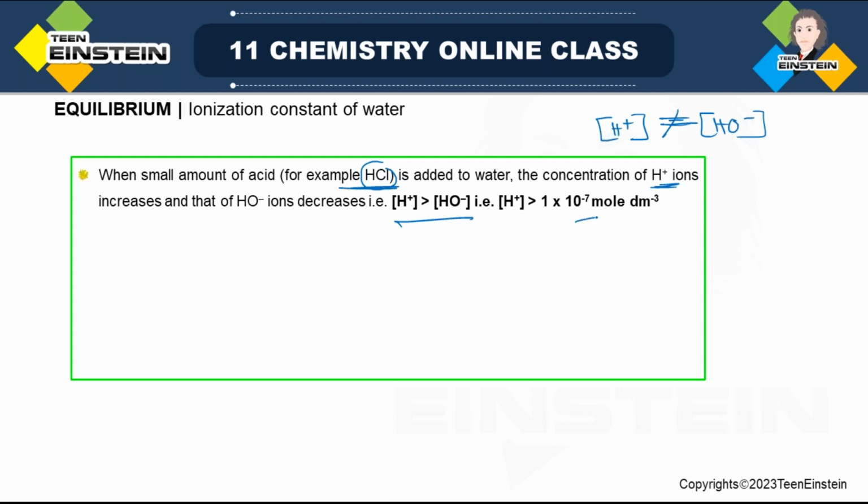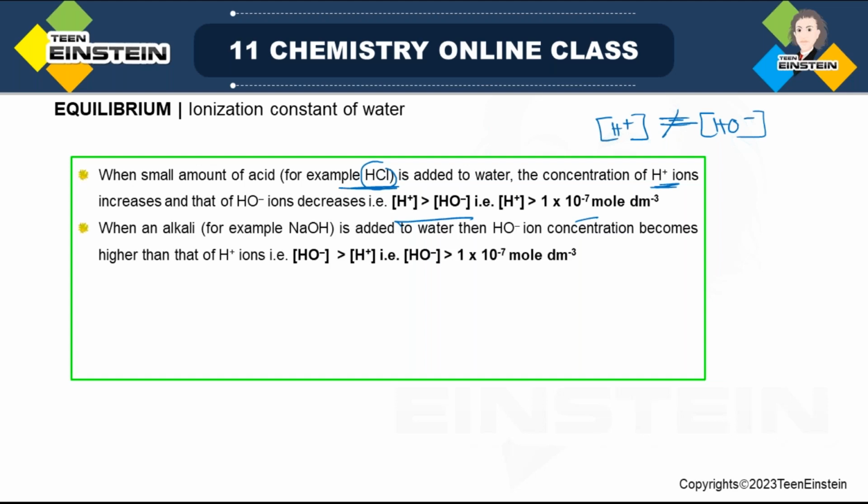So this is the case now. And the H plus concentration is no longer 10 to the minus 7, as you have seen at 25 degrees centigrade. It is 10 to the minus 7, but when you have added some acid, now it is greater than 10 to the minus 7 moles per liter, or dm minus 3. Similarly, if you add any base, for example NaOH, now the concentrations of HO minus and H plus are no longer equal; the concentration of HO minus is high, and it is greater than 10 to the minus 7 moles per dm cubed.